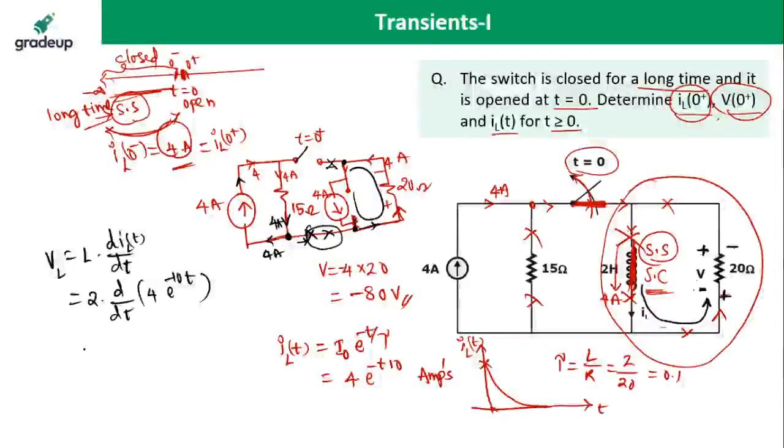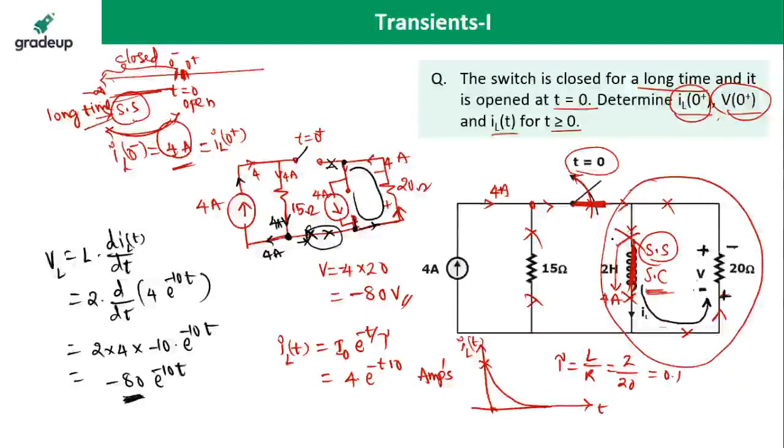Differentiate this, you will get it. 2 into 4 into minus 10 into e power minus 10t. How much are you going to get? 4 into 2 is 8, 8 into 10, minus 80 into e power minus 10t. The voltage across the inductor also gives you minus 80. You can check like this. The voltage across the inductor will be negative.